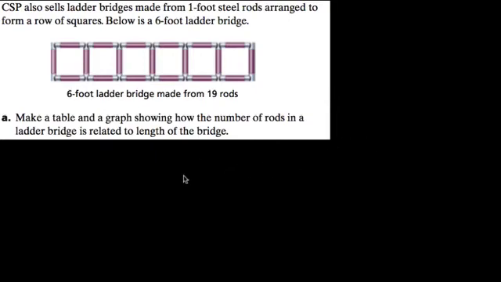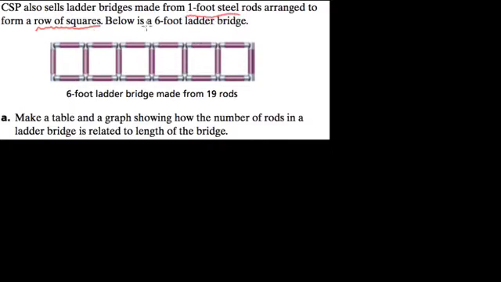Okay, so we have a question here, and we're told that this ladder company makes the ladder that you see right here from 1 foot steel rods arranged to form rows of squares. So we know right away that you have to form squares in this ladder, and that every rod you see is 1 foot long. And here we have a 6 foot example, a 6 foot ladder bridge.